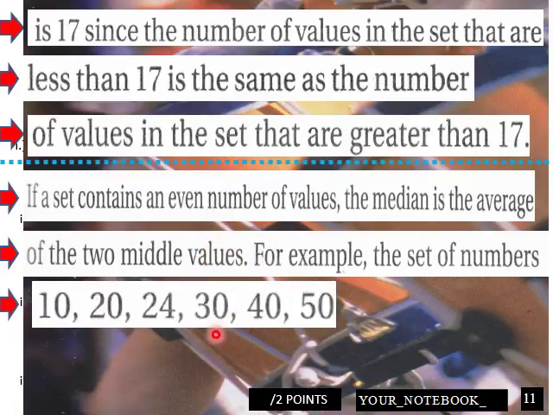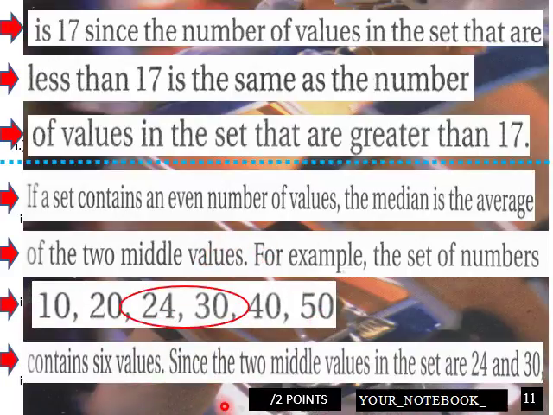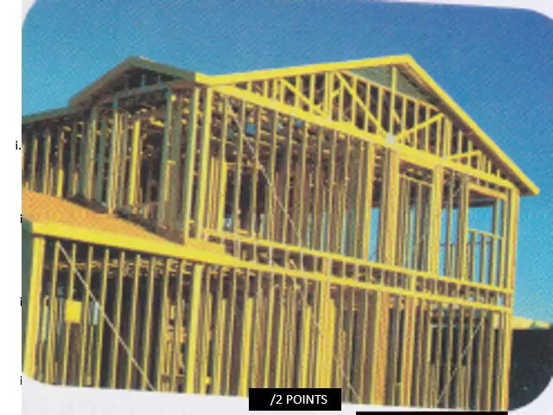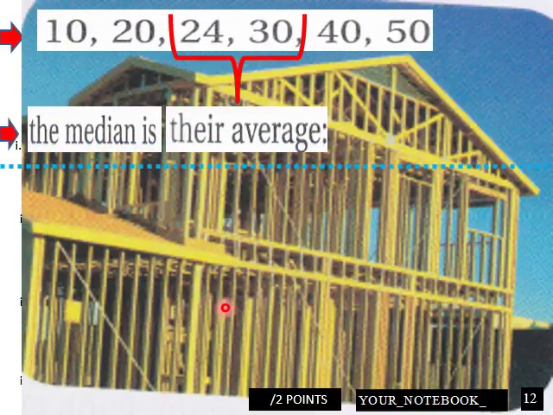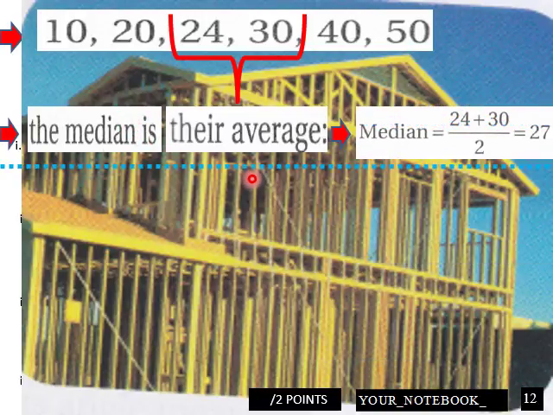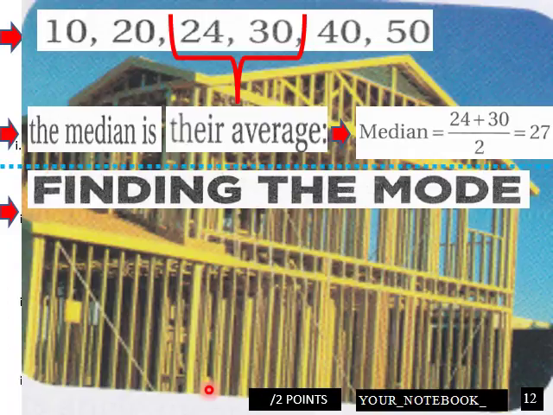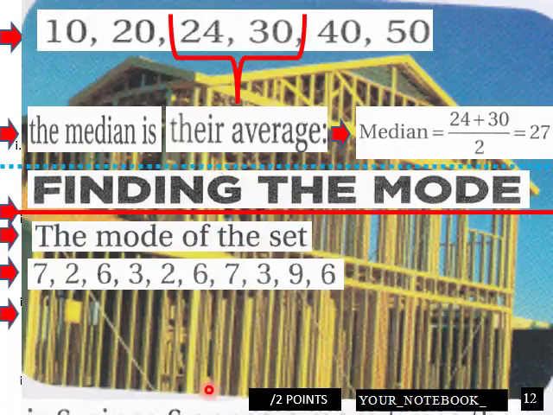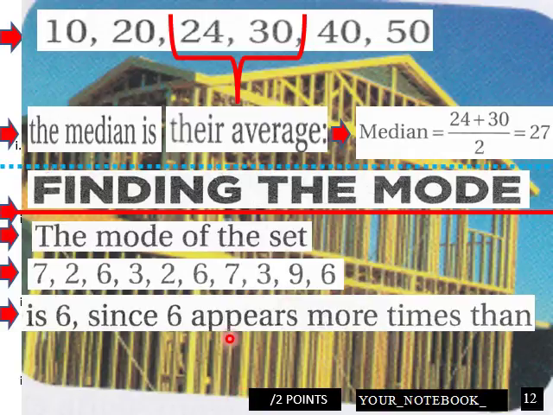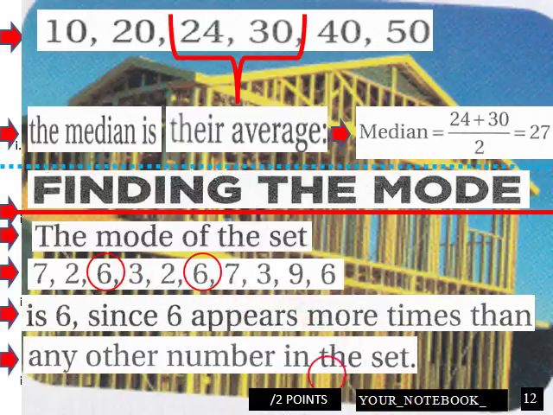For example, the set of numbers here contains 6 values, so your median will be the average of the 2 middle values. So here's that set of numbers again. The median is their average, so the average between these two numbers will be 27. That would be the median. Find the mode. The mode of this set here is 6, since 6 appears more times than any other value.